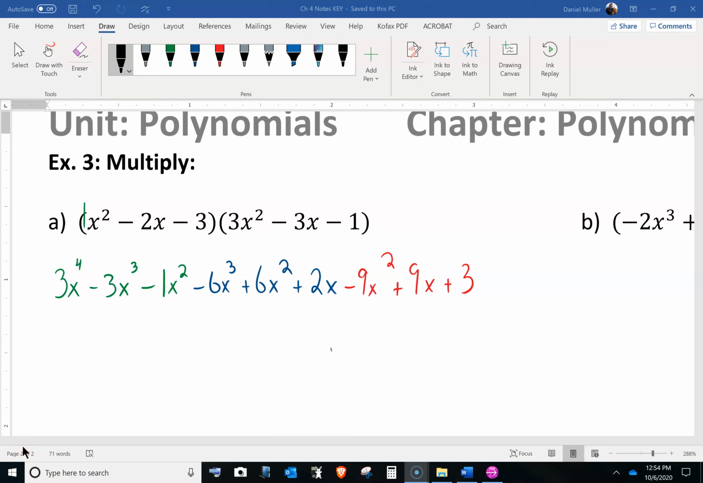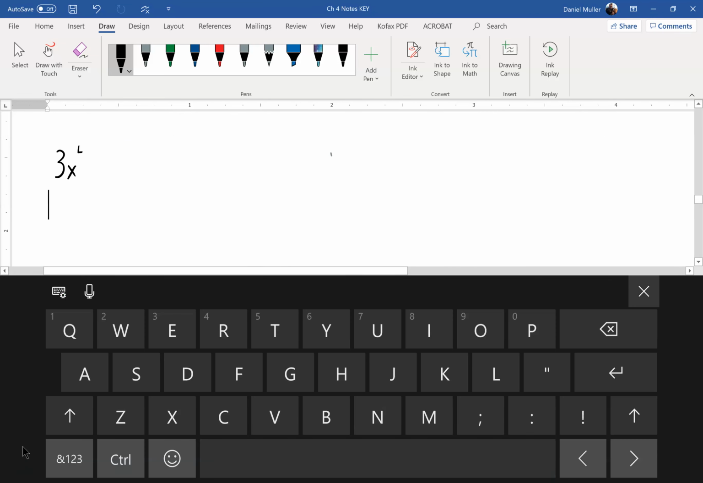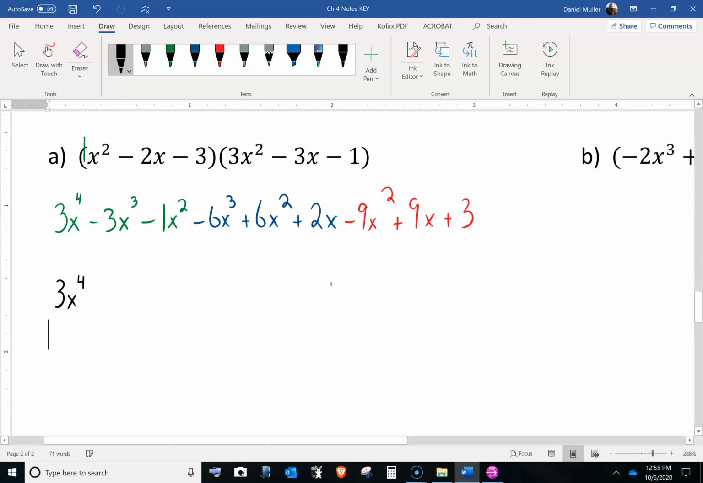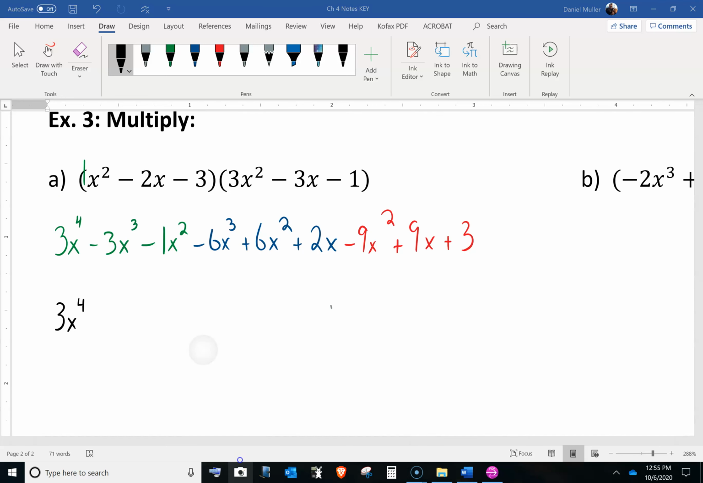So I know I have only 1 x to the 4. It's a 3x to the 4. So just a single one of those. So I've got 3x to the 4. And then I have how many x cubed? So I've got a negative 3x cubed there, and a negative 6x cubed there, for a total of negative 9x cubed. I do have a negative 1x squared, and negative 9x squared, and a 6x squared.